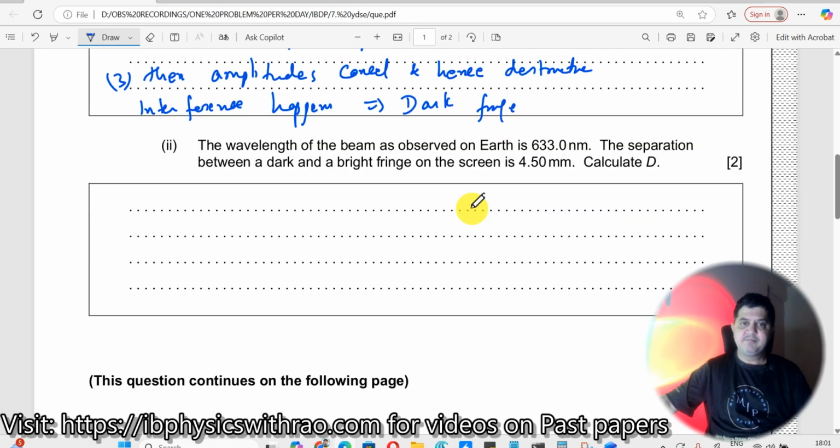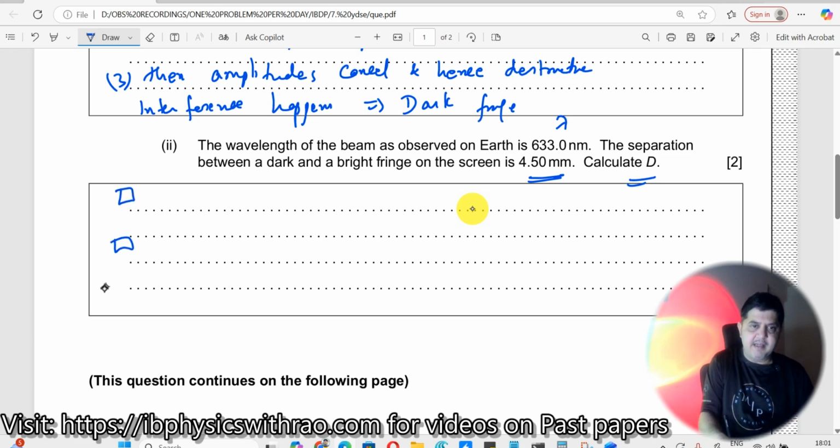Next, the wavelength of the beam as observed on the Earth is 633 nanometer. Lambda is given to you. Separation between a dark and a bright fringe on the screen is 4.5 millimeter. Now calculate. You get a bright fringe here, you get another bright fringe over here, and in between there's a dark fringe. The distance between these two bright fringes is what you call the fringe width beta. The distance between the center of a bright fringe and the center of a dark fringe would be beta by 2.